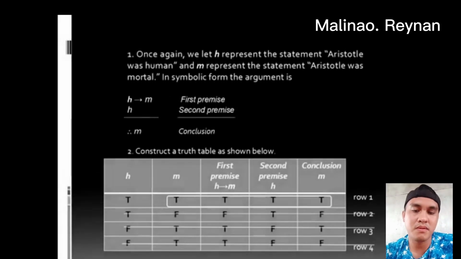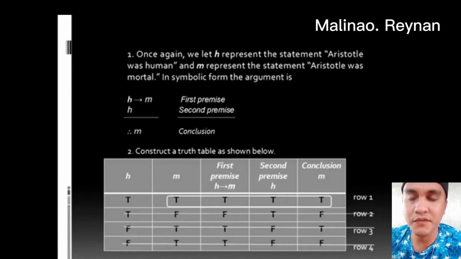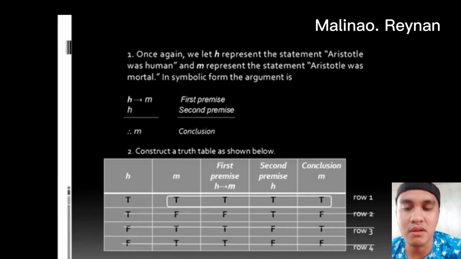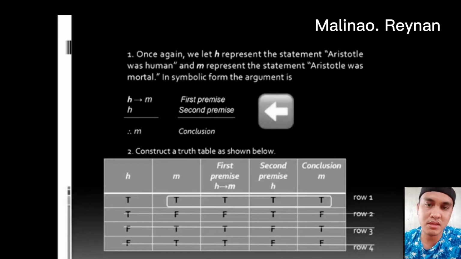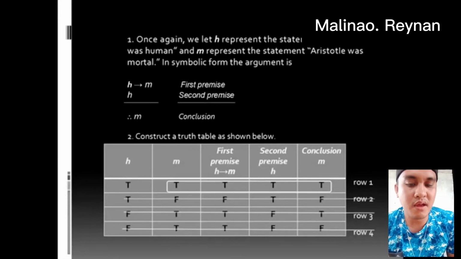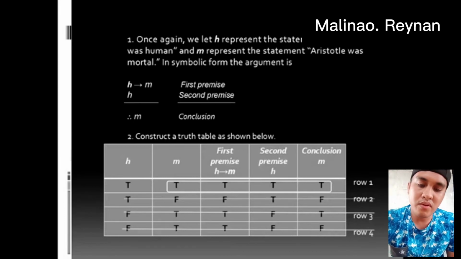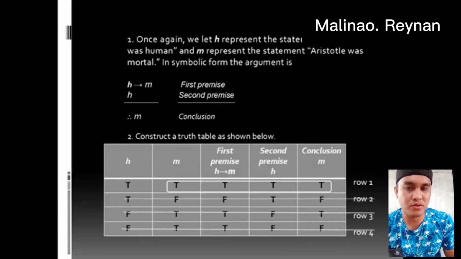Now we will use the procedure to determine the validity of the argument about Aristotle. Once again, we let H represent the statement Aristotle was human, and M represent the statement Aristotle was mortal. In symbolic form, the argument is as shown. Second, we construct the truth table as shown below, consisting of the first premise, the second premise, and the conclusion.